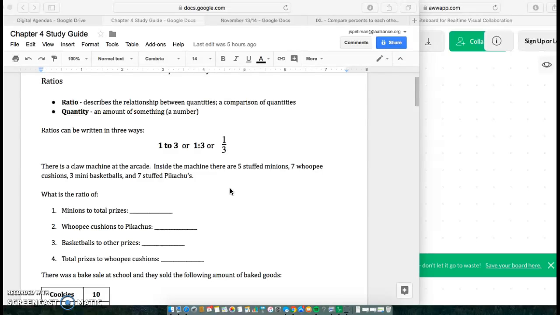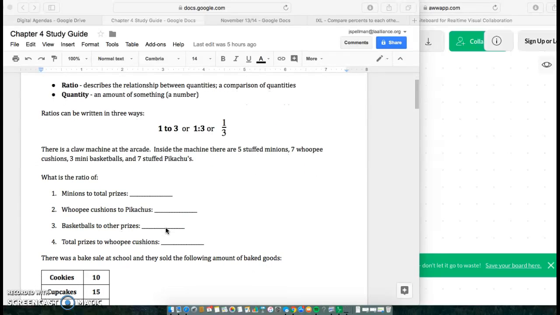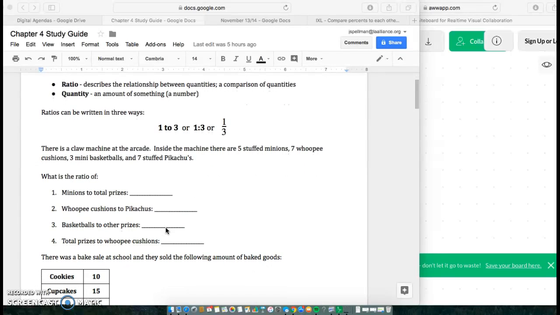For this first section, it's pretty straightforward. There's a claw machine at the arcade. Inside the machine, there are 5 stuffed minions, 7 whoopee cushions, 3 mini basketballs, and 7 stuffed Pikachus. You just need to write the ratio of minions to total prizes. So there's 5 minions, and then you're going to add up all of these prizes to figure out how many total prizes there are. These ones are pretty straightforward. I feel confident that you can do these because I have seen how you've done on the IXL skills for these. So you are good.